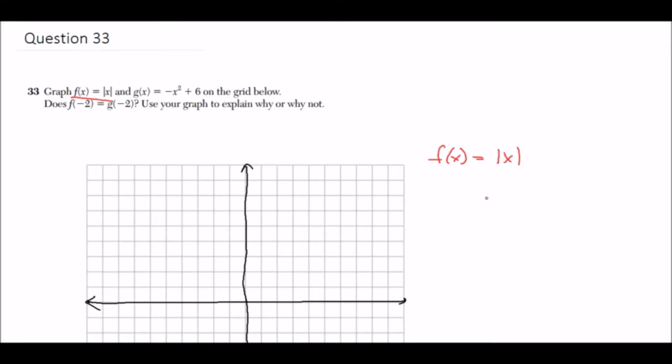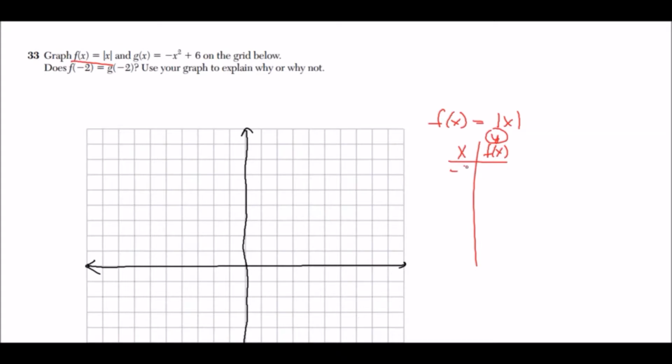Now, you may know what this looks like, but if you don't, we can create a table of values here. Remember, the f of x represents the y on the graph. So if we do -3, -2, -1, 0, 1, 2, and 3, we could just put this in here. The absolute value of -3 is 3. The absolute value of -2 is 2. The absolute value of -1 is 1. Absolute value of 0 is 0. And then the absolute value of 1 is 1, 2 is 2, and 3 is 3.